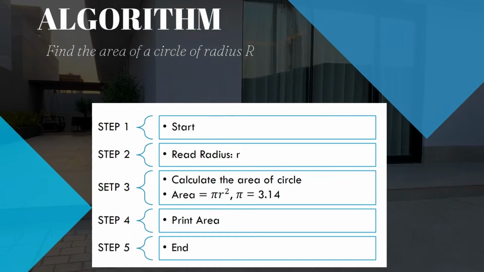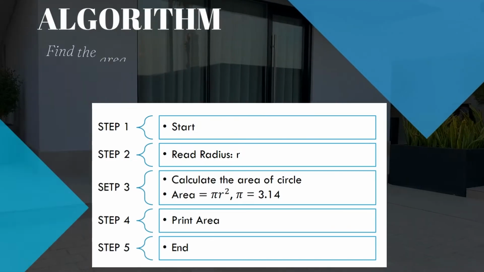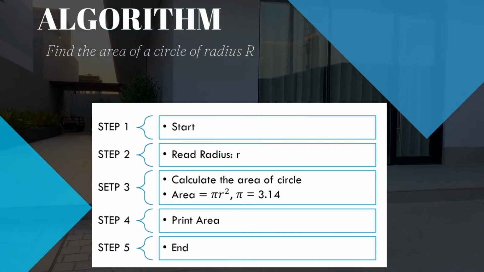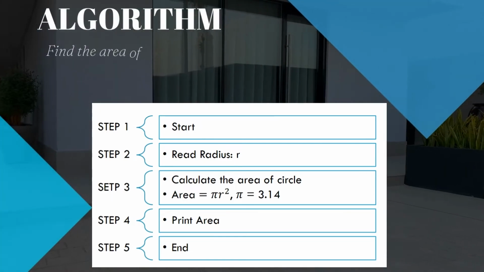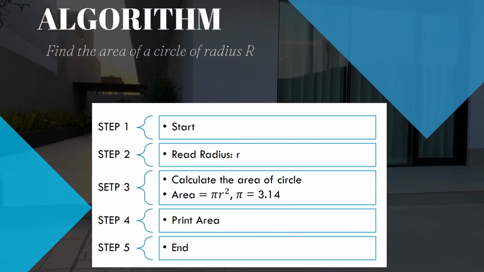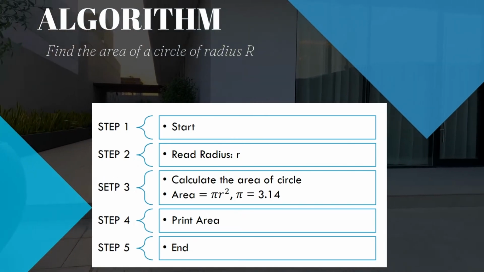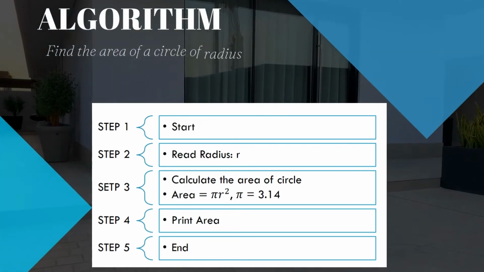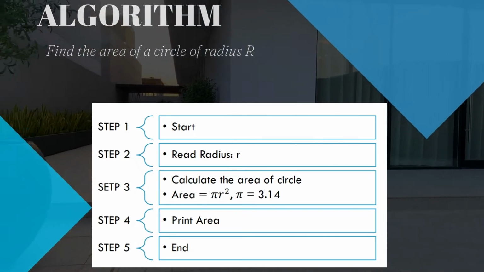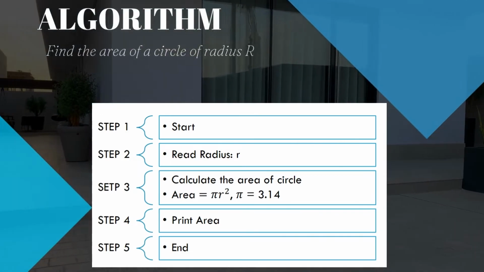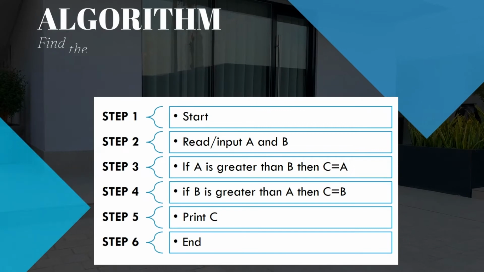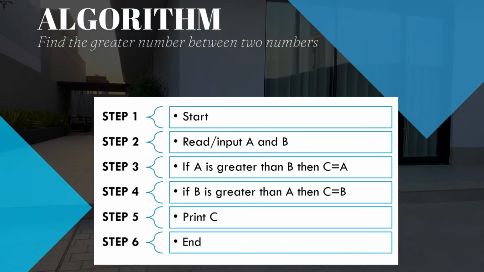Example of an algorithm: find the area of a circle of radius r. Step 1. Start. Step 2. Read the radius of the circle. Step 3. Calculate the area of the circle, area equals pi r square. Step 4. Print area. Step 5. End.